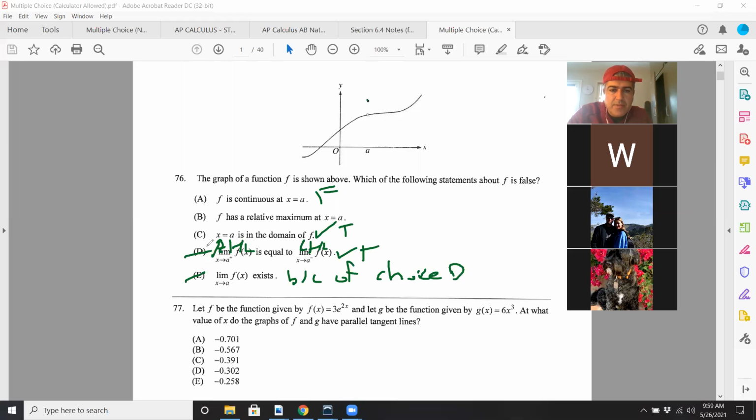So those are out. And B is kind of a weird one, because usually when we talk about relative extrema, it's when the derivative changes sign. But for discontinuities, it could be a relative max, because it is the highest point in that neighborhood. It's a strange choice, but definitely it's not continuous. So that definitely is false.